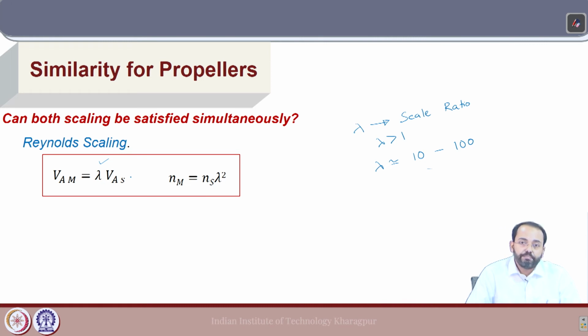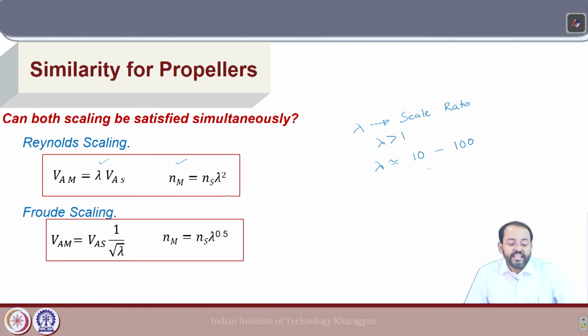speed of the ship, or in this case the advance speed for the propeller, and the RPM of the model propeller as lambda square times the full scale RPM. On the other hand, if we use Froude scaling, we have the velocity of advance in the model scale as the velocity of advance in the full scale divided by square root of the scale ratio, and similarly the rotational speed is the full scale rotational speed multiplied by square root of the scale ratio.